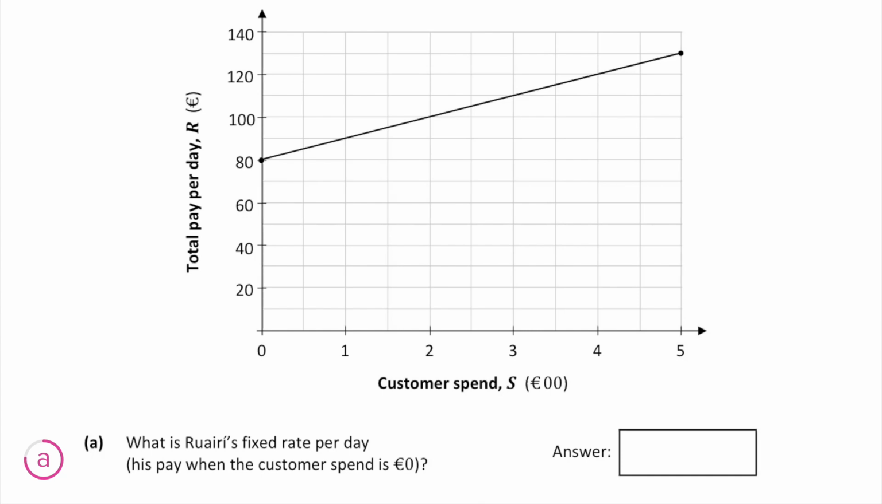So this corresponds to the point x is equal to 0 on the graph. So we can see on the y-axis that his fixed rate per day is 80 euro.